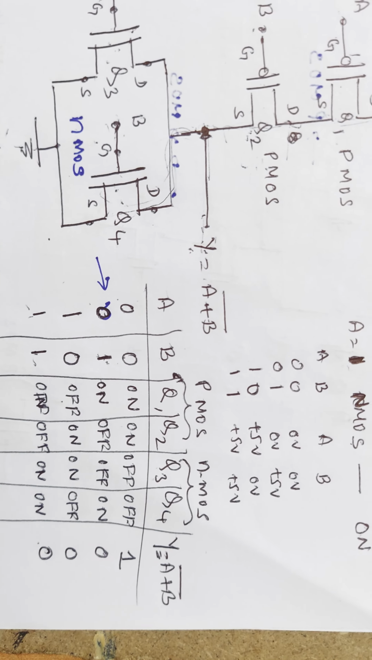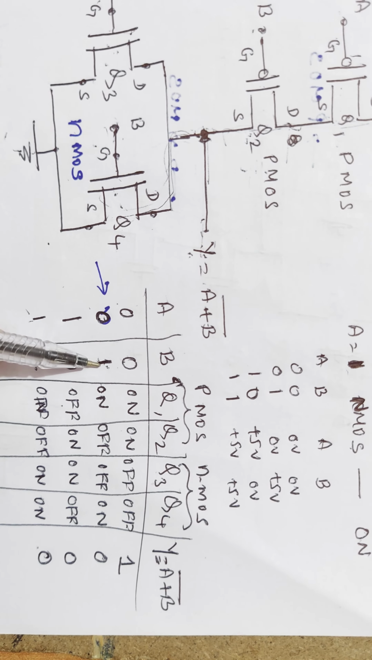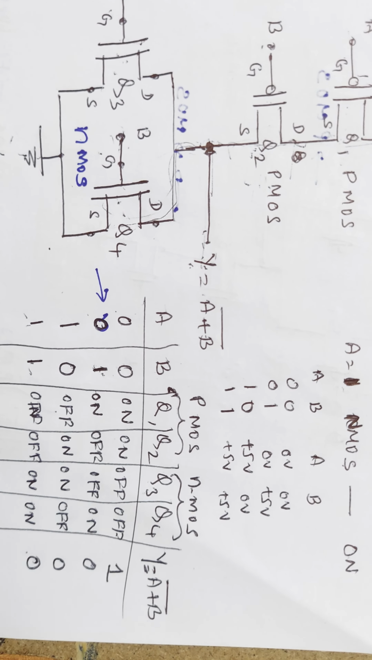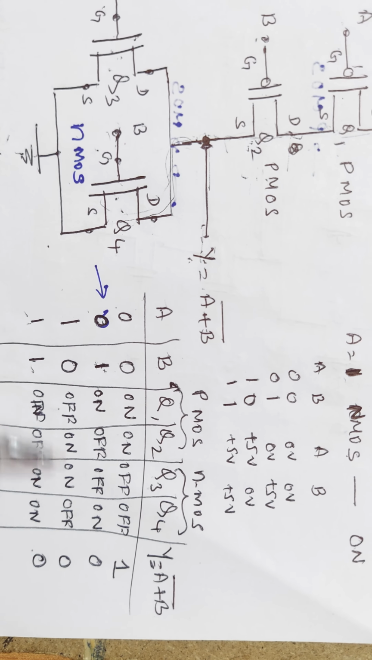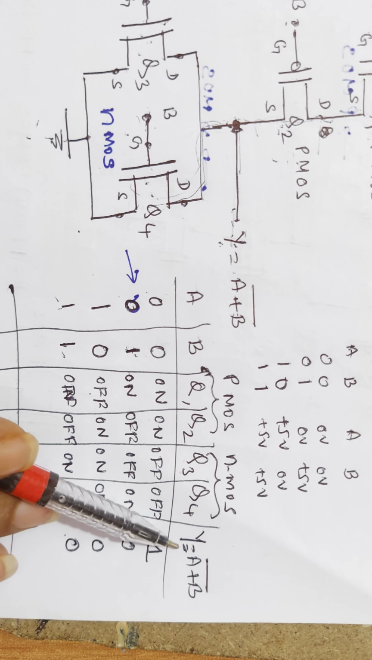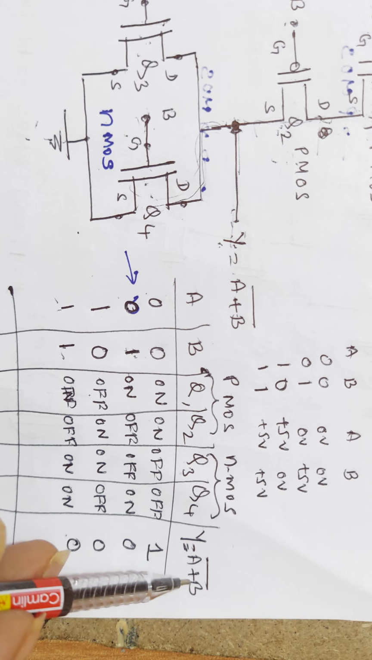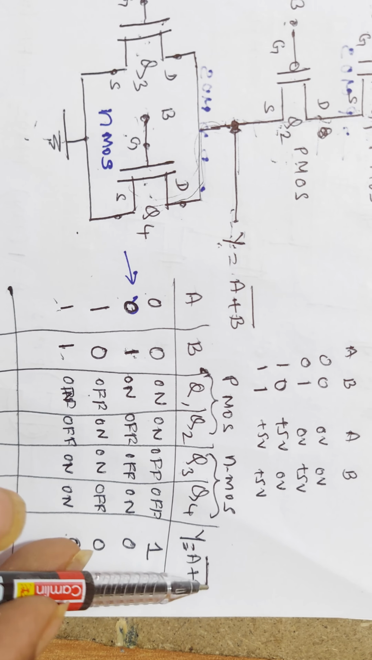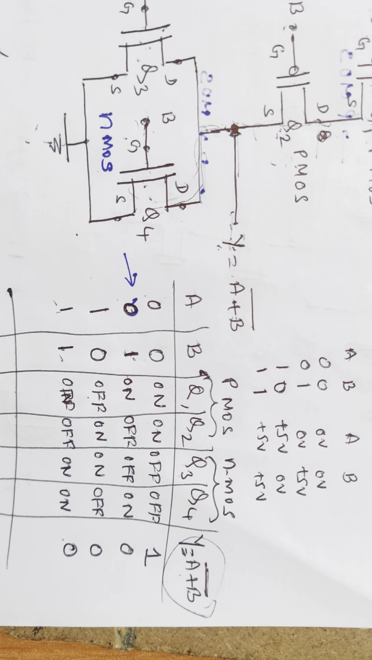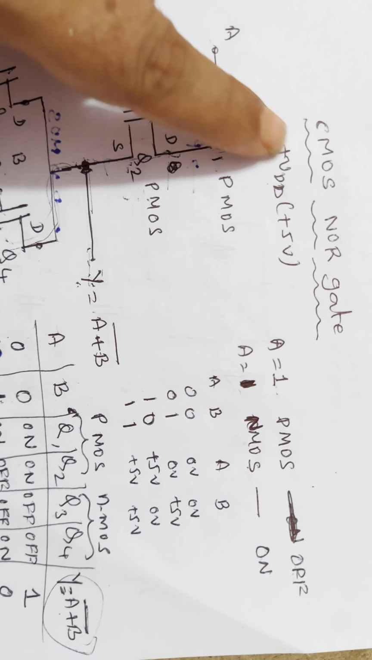See this equation: 0 plus 0 is 0, complement 1. 0 plus 1 is 1, complement 0. 1 plus 0 is 1, complement 0. 1 plus 1 is also 1, complement 0. Therefore, the final output has the equation Y equals (A plus B) bar. A plus B is an OR gate, bar is a NOT gate. The combination of OR with NOT gate is a NOR gate. So, this is a simple construction and working of a CMOS NOR gate.